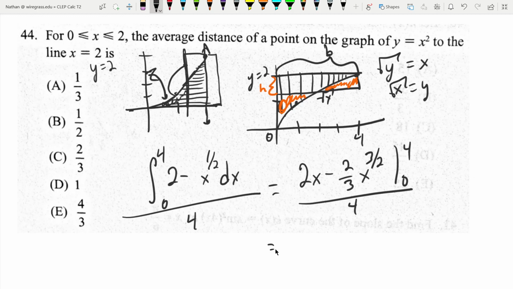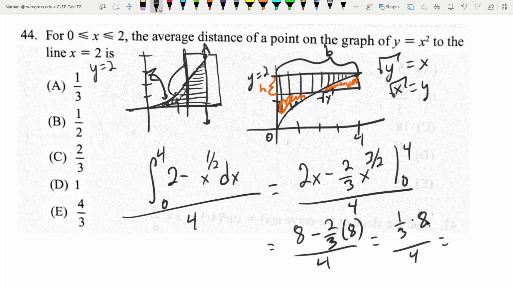So we're going to get 4 times 2 is 8. And then for 4, I'm going to do the square root first, which is 2. 2 cubed is 8. So 8 minus 2/3 of 8 is just going to be 1/3 of 8. And 4 over 8 is 2, so we're going to get 2/3 total. And that gives us C.